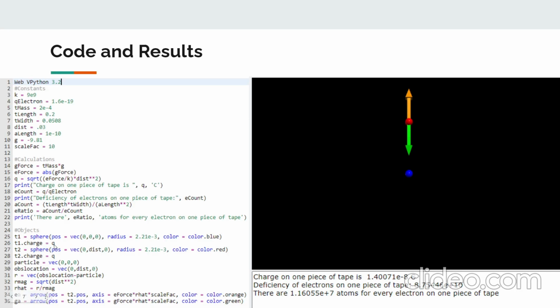And then we have the objects and spheres here, and the errors and such things. And as we can see in the results right here, the gravitational arrow is in green and the electric force arrow is in orange, and you can see that they're equal force. And the model predicted that one piece of tape has approximately 1.4 times 10 to the negative 8th coulombs for the charge, and the deficiency of electrons on one piece of tape to be 8.75 times 10 to the 10th power, and there are 1.16 times 10 to the 7th atoms for every electron on one piece of tape.